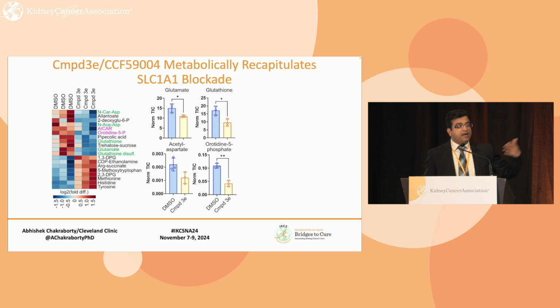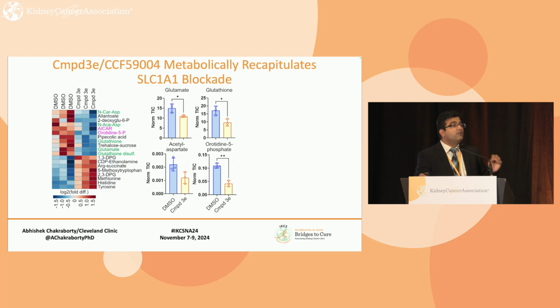So is this working by the mechanism that you would expect it to? We treat cells with this molecule, we do metabolomics analysis, and now you start looking for what are the changes that are occurring at the steady state level. As you would expect, aspartate and glutamate, which are the canonical substrates of SLC1A1, as well as the metabolites that are derived from those, are the ones that are depleted in cells when you inactivate SLC1A1.